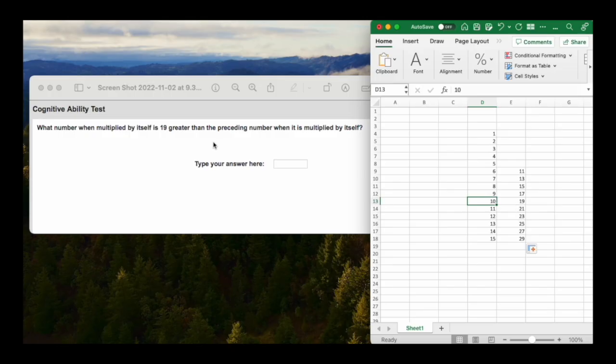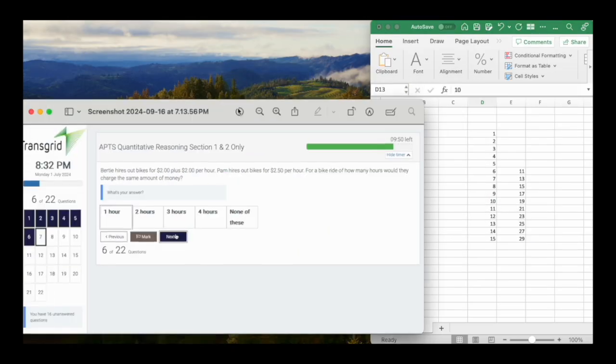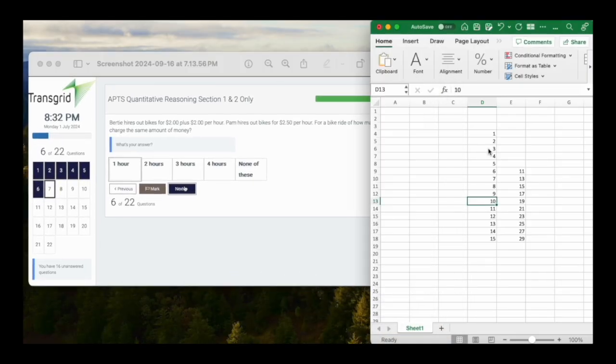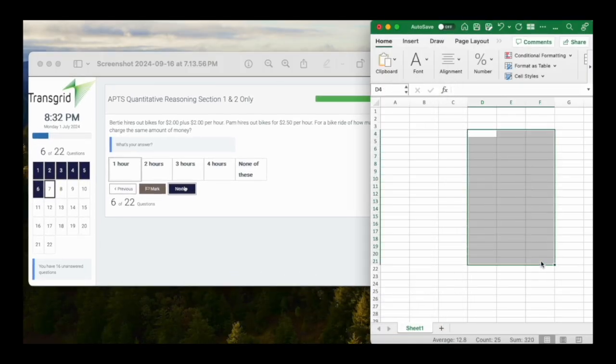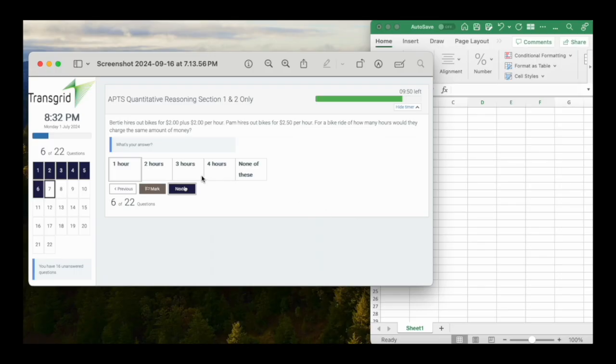Let's take a look at another question. Also, let's clear out the workings of the previous question. Don't forget to do this in an actual test, or it may confuse you.